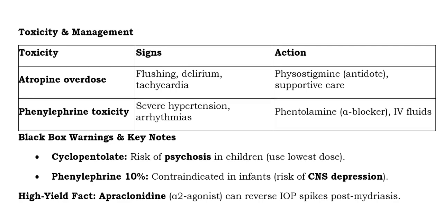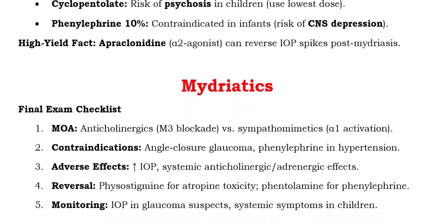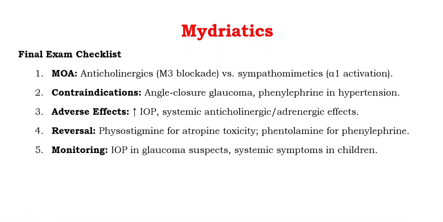Nice tidbit. All right, let's wrap up with the final exam checklist. A quick run-through of the absolute must-knows. Let's do it. First, mechanism of action. Know the difference. Anticholinergics block M3. Sympathomimetics activate alpha-1. Got it. MOA clear. Second, contraindications. Absolute ones. Angle closure glaucoma for all. Uncontrolled hypertension specifically for phenylephrine. Right, avoid in those cases.